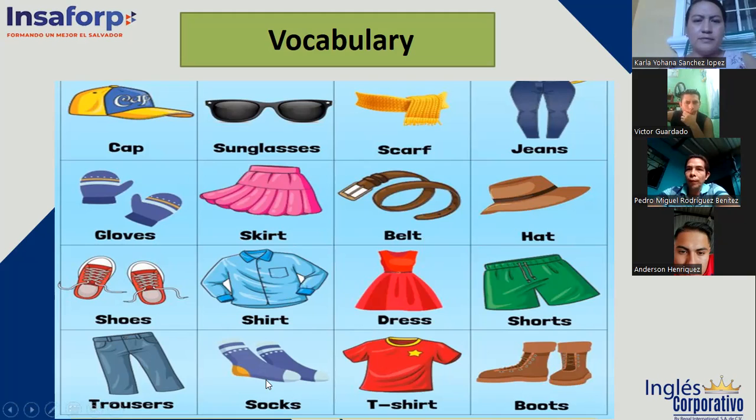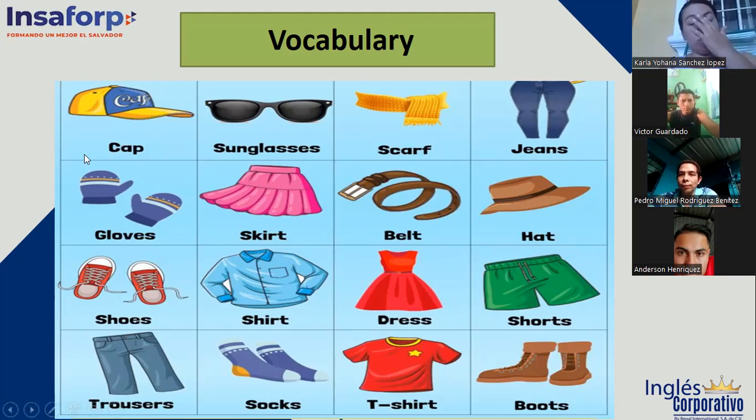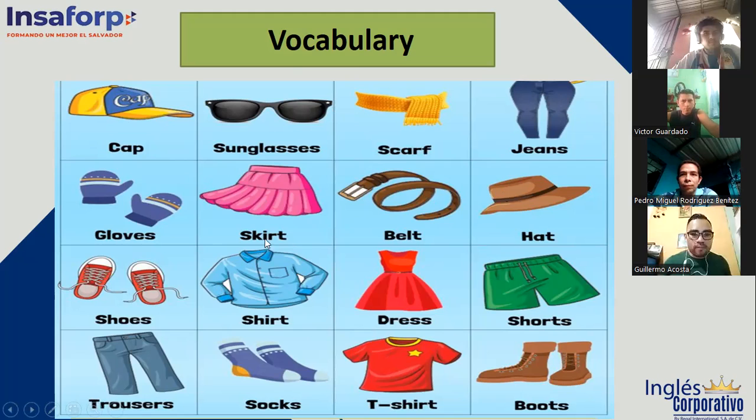Purple. Okay, the t-shirt is red and yellow. The boots are brown. Exactly, excellent. A ver, ¿quién pronuncia todos los, the clothes? All the clothes. ¿Quién?